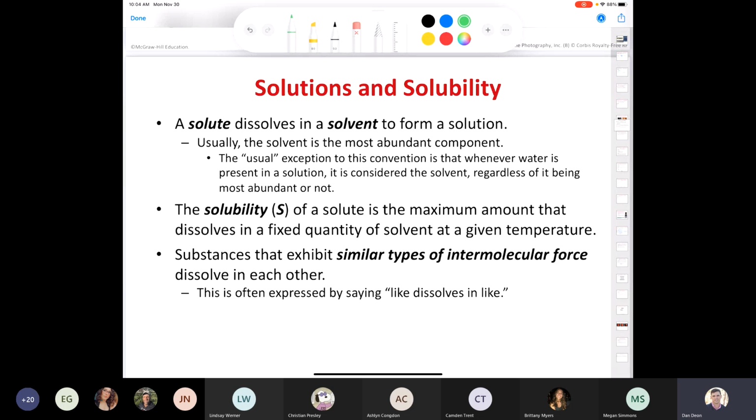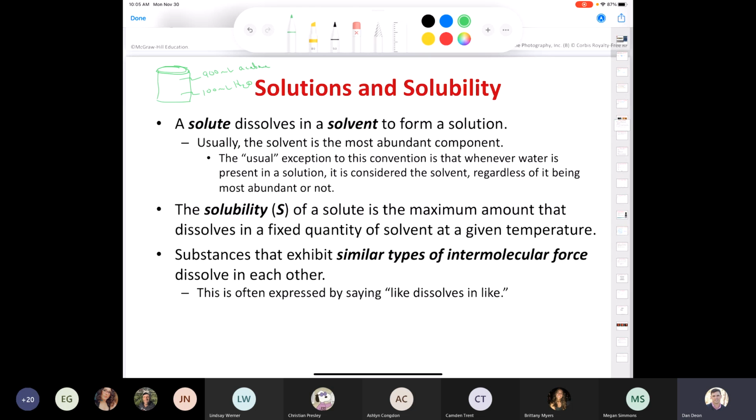Say, for example, you have a mixture of acetone, and acetone can be purchased at Home Depot in the paint section. It can be used as a paint thinner. If you have a solution of acetone and water, and let's say it's 900 milliliters of acetone and only 100 milliliters of water, since water is present, we would still say that water is the solvent. Okay, that's again an exception.